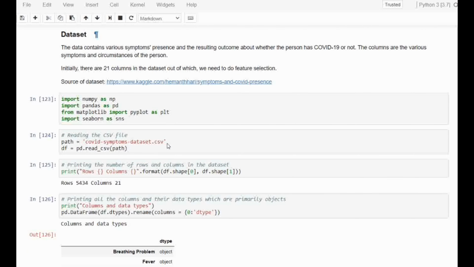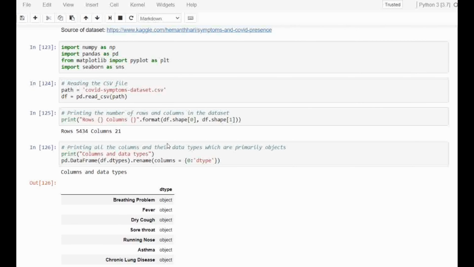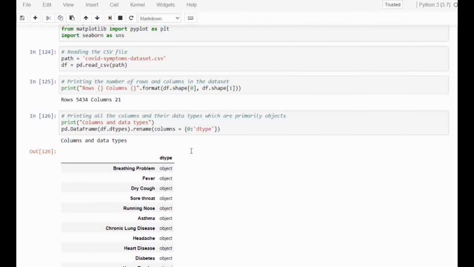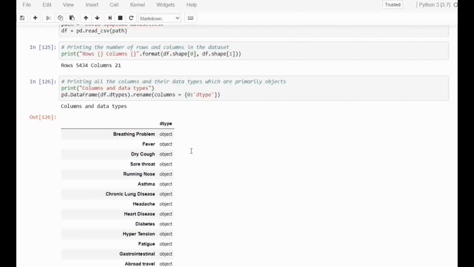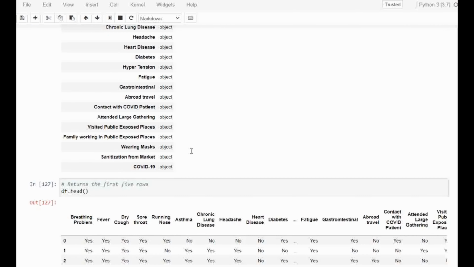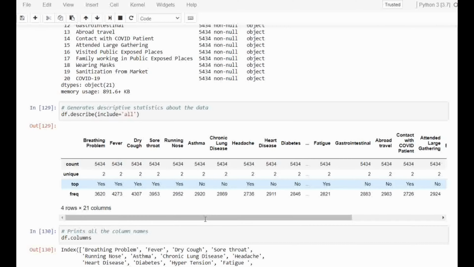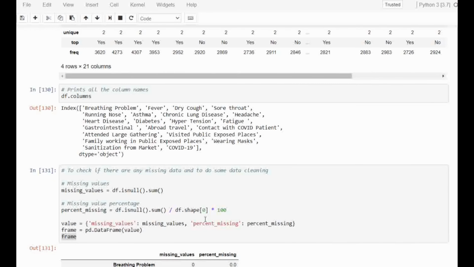So we got our data set on Kaggle, and our data set has 21 columns, which are our features and also symptoms. And we have a lot of rows in our data set. So let's get into it. We import and load our data, and then we look at the shape of our data set, what kind of objects are in our data set, what kind of columns are in our data set, what are the names of our columns, how do you describe them, and all of that.